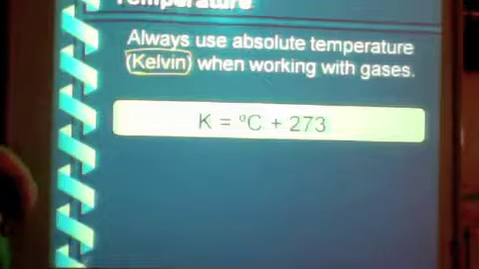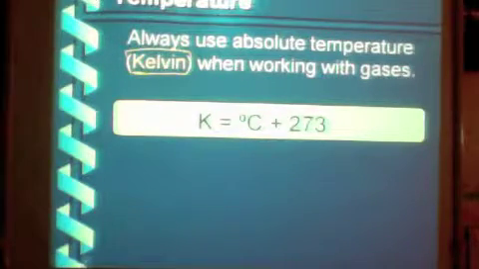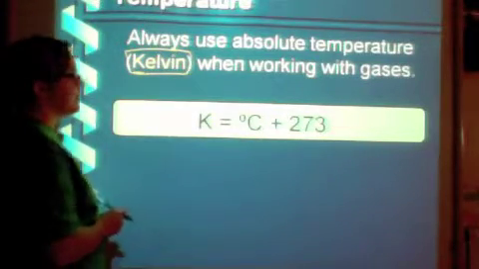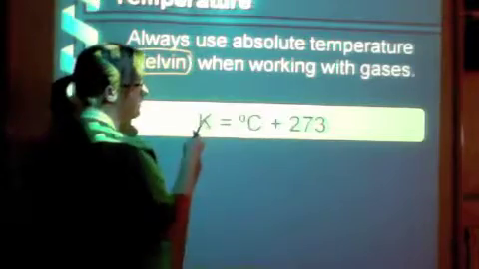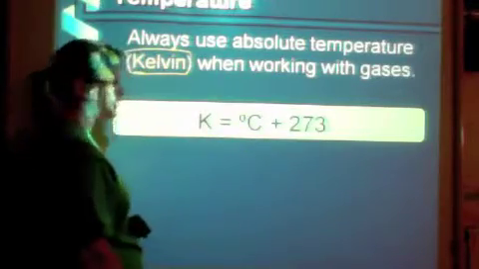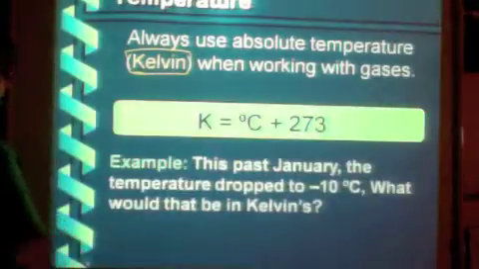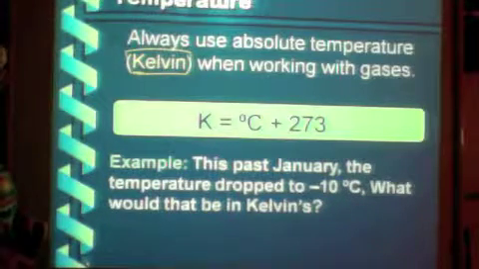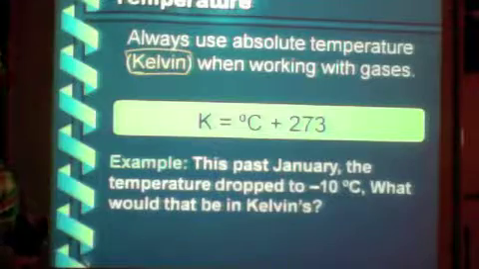So this is a conversion that you're going to need to know. It is on your reference table, so you don't have to memorize it, but you're pretty much going to memorize it probably by the end of this video anyways. So all you do to go from Celsius to Kelvin is add 273. So for instance, this past January, the temperature dropped to negative 10 degrees Celsius. What would that be in kelvins?